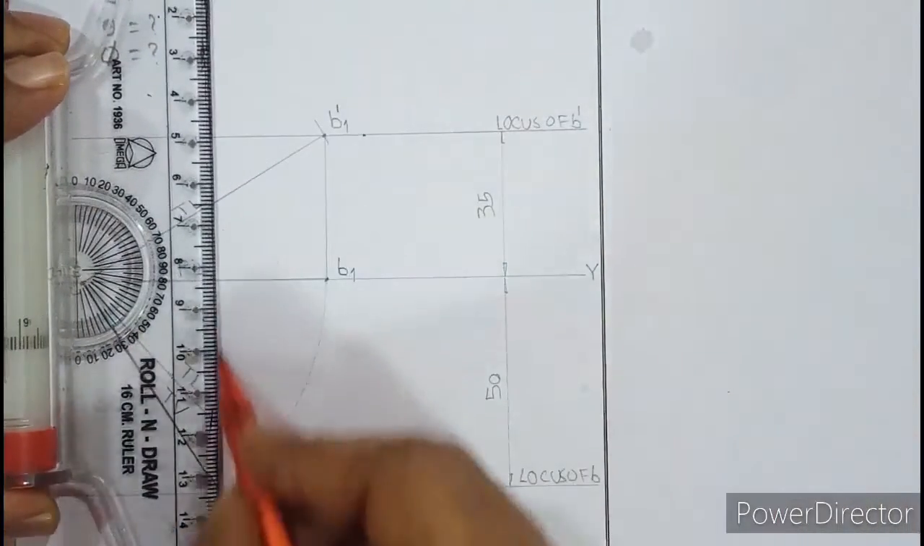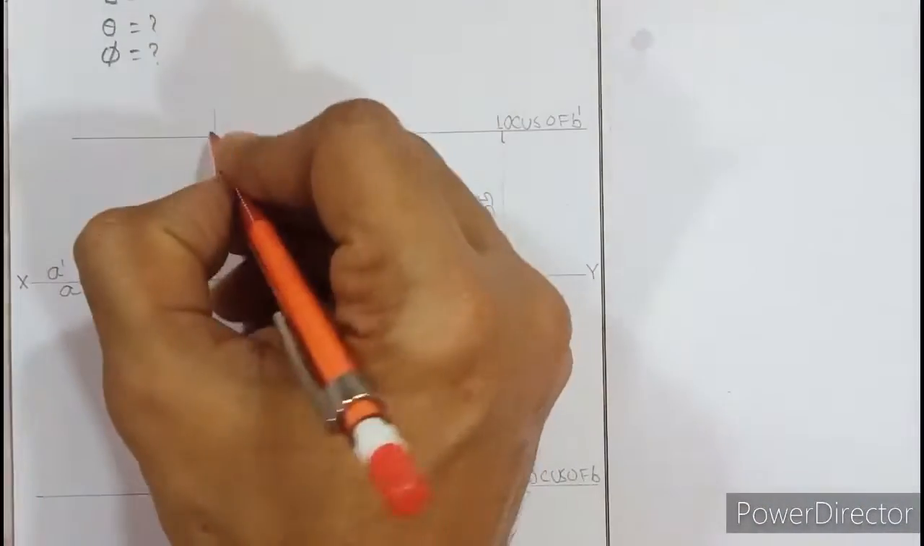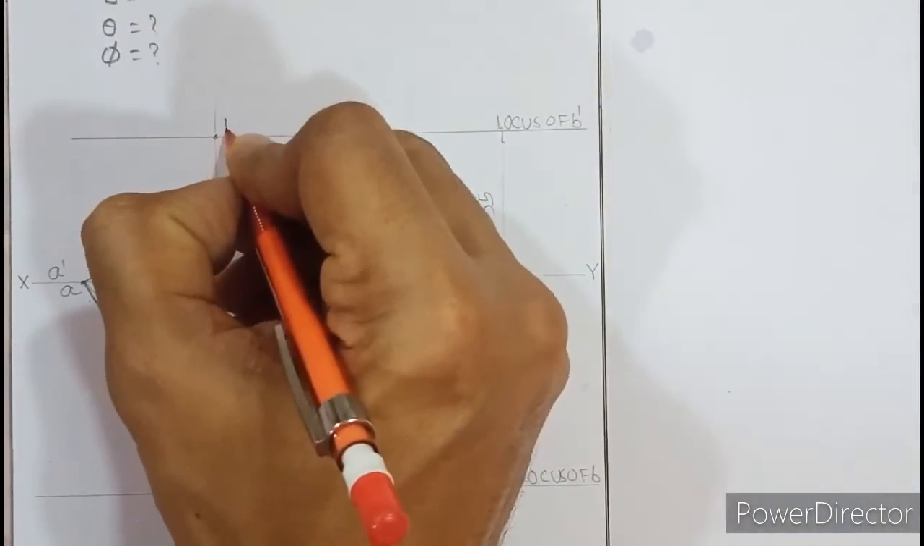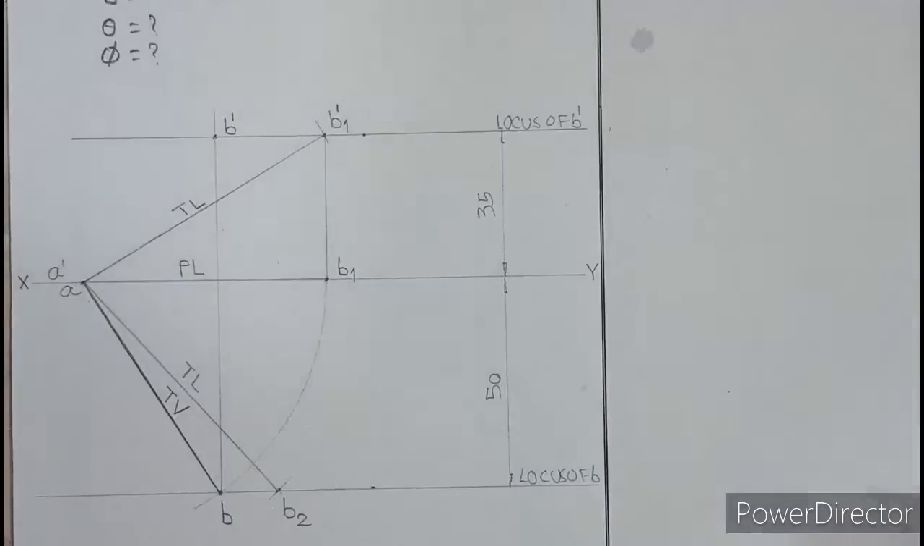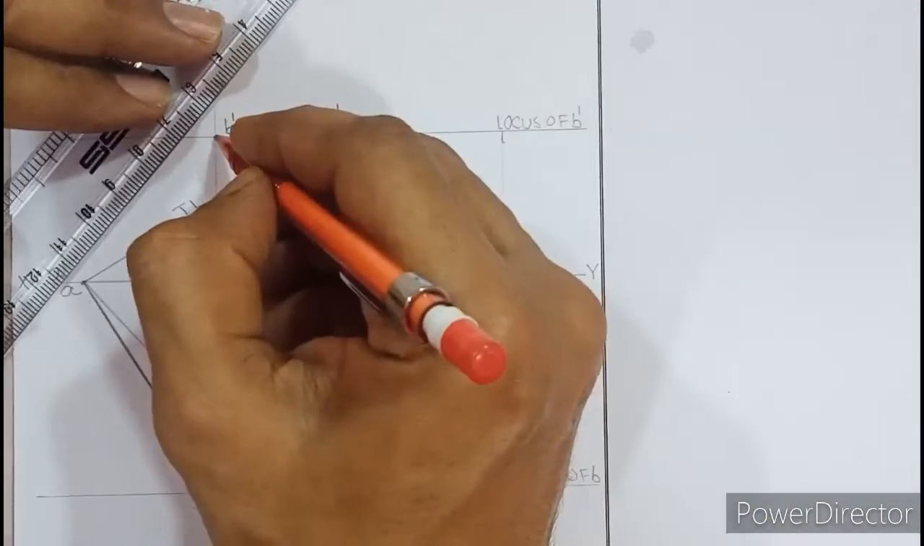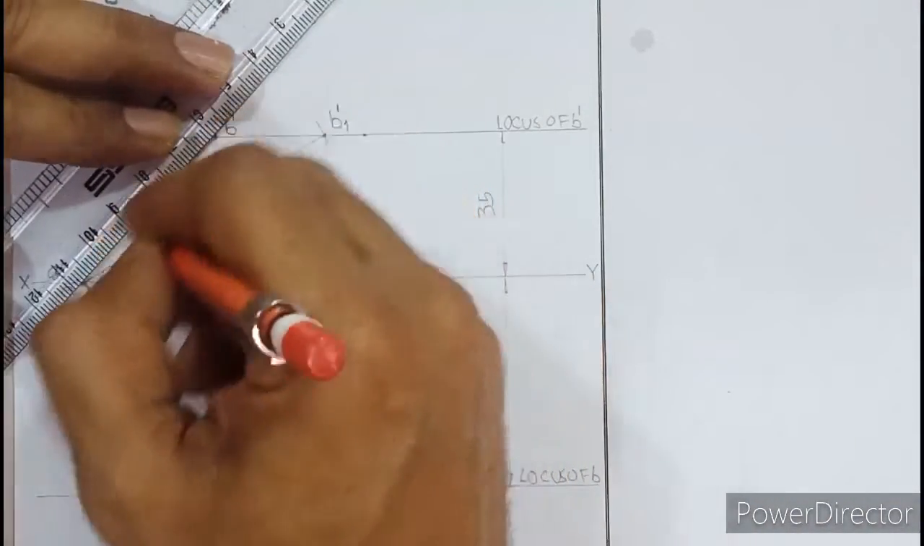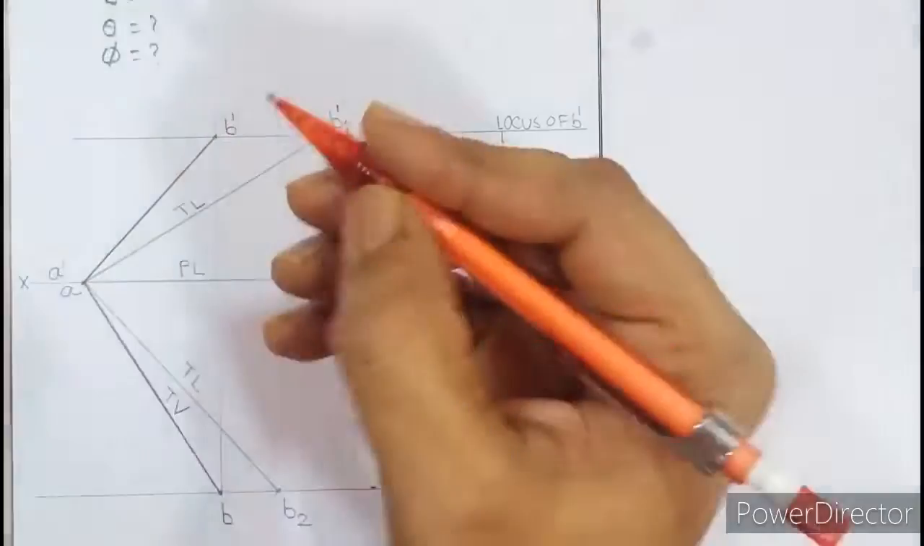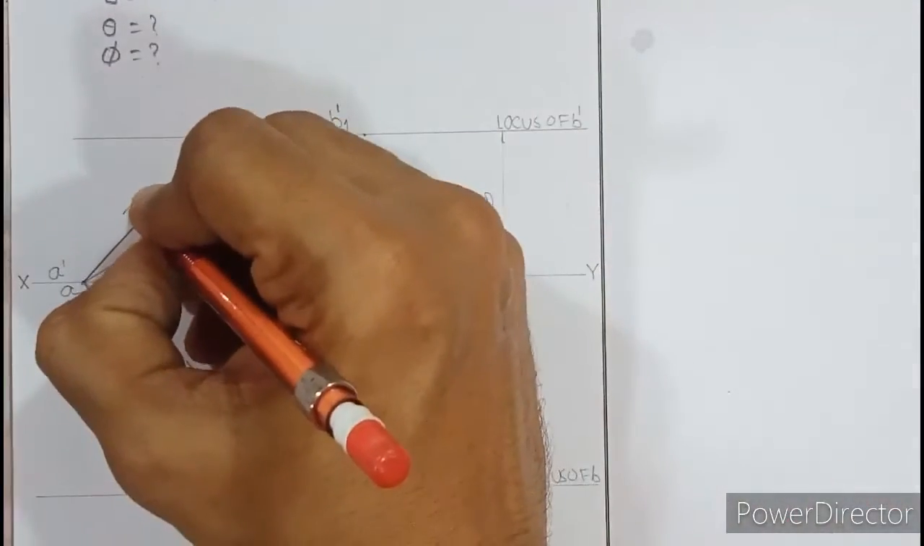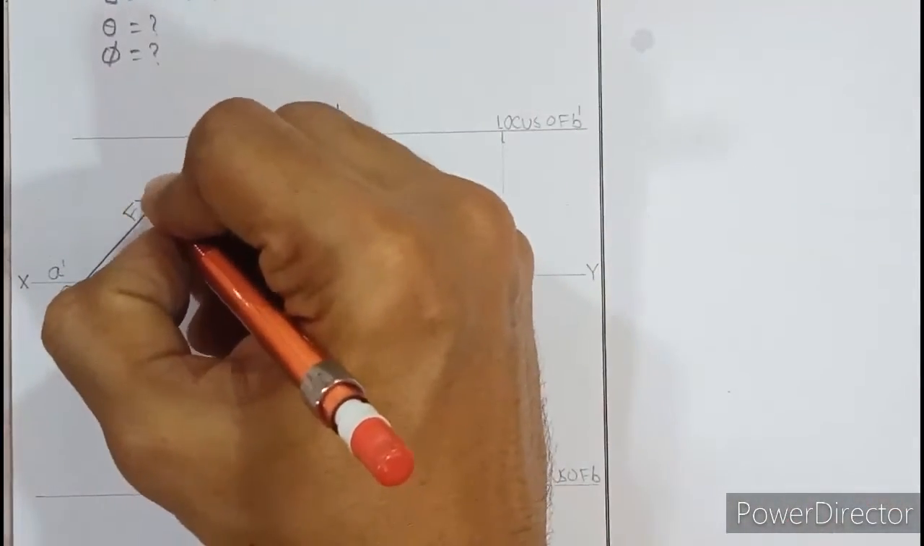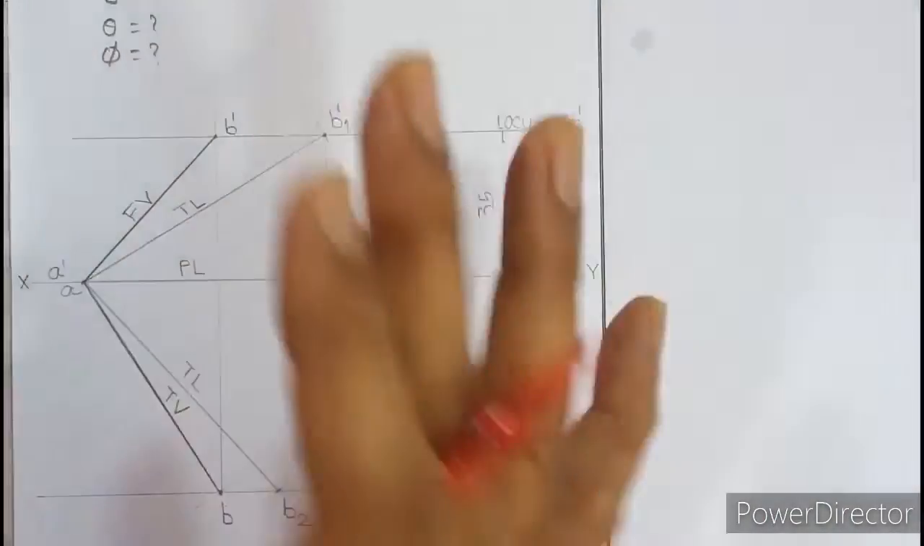So from B, I'll project up to cut the locus of B dash. Wherever it intersects B dash, name that point as B dash and join B dash with A dash dark, because that is the front view of the line. So this is the front view of the line, make it dark and write FV above. So that is how we have completed the question.